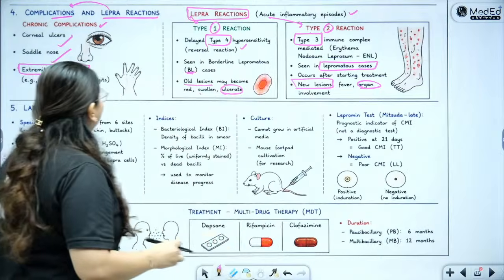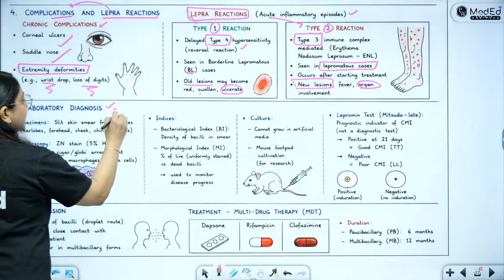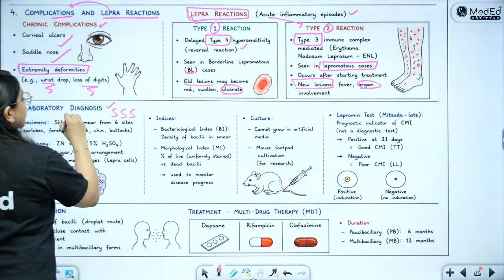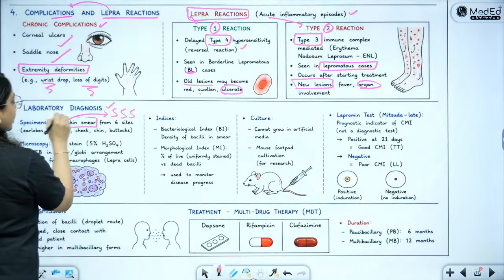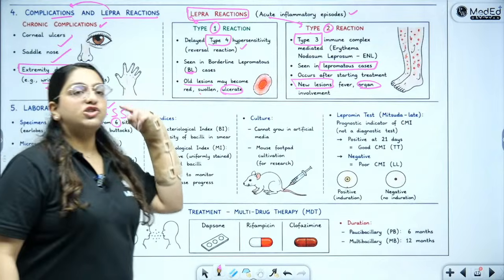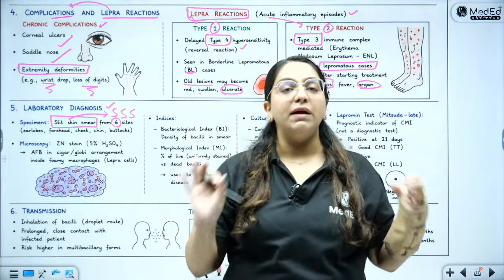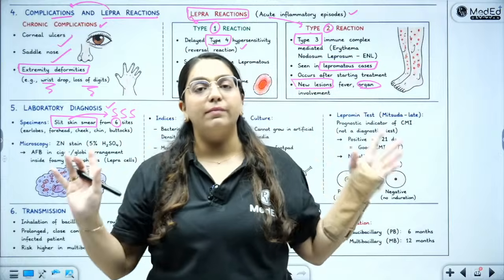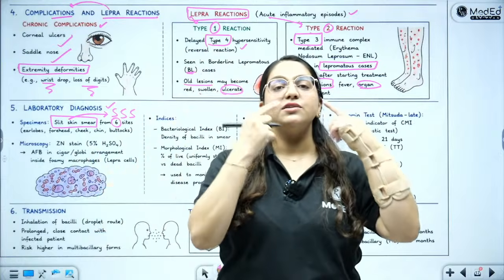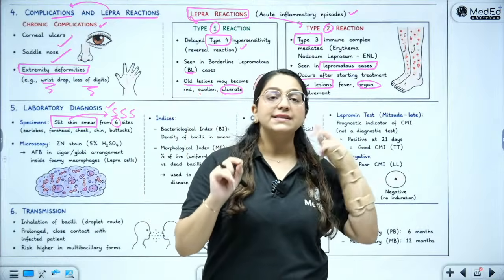Done. Then you have lab diagnosis. What specimen will we take? Like I had said, slit skin smear. Slit skin smear is the specimen you will take from 6 sites on the body: earlobes, forehead, cheek, chin and buttocks. Just do this action and you will remember. Earlobe, forehead, cheek, chin and buttocks. These are the places from which you will take the 6 slit skin samples.